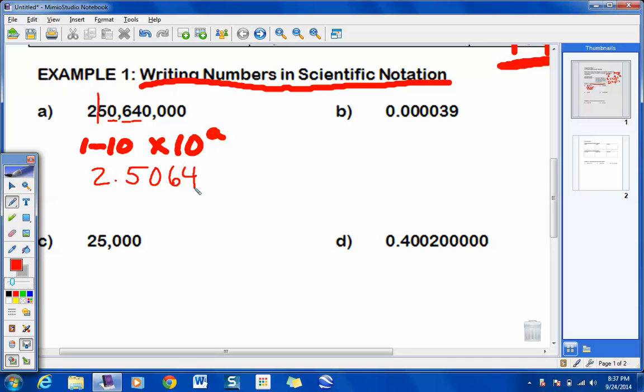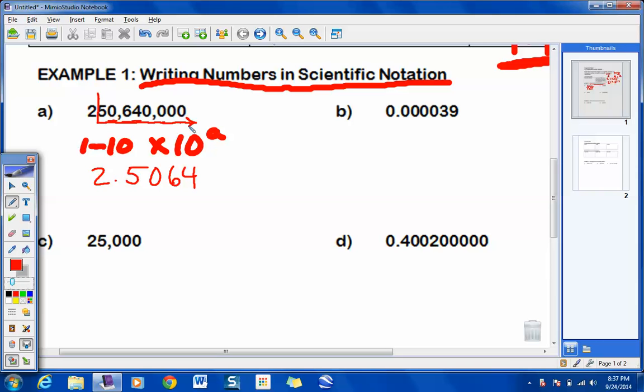Okay, you've got the 1 digit to the left. That's what you want. So I want to count the number of digits to the right. As I count, I've got 1, 2, 3, 4, 5, 6, 7, 8 digits after that. Since my number is a value bigger than 10, your exponent will always be positive.